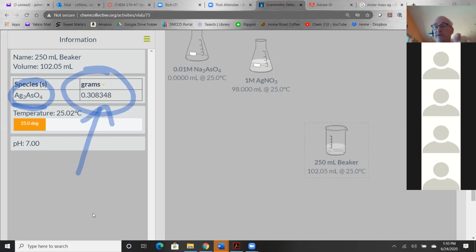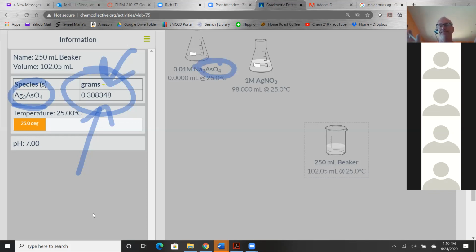So when you're doing your unknowns, this is what you're going to be doing. You're going to measure the amount of the precipitate, then you're going to add a little more, then a little more. And when the amount of precipitate stops increasing, then you're done. Basically what that means is that you have titrated, that's another word we'll learn about more later. You basically have reacted all of the arsenate.